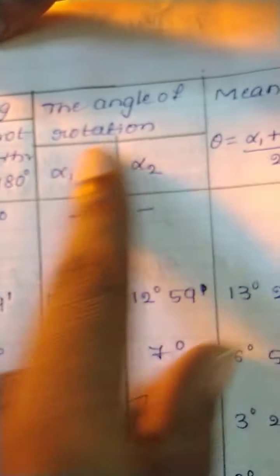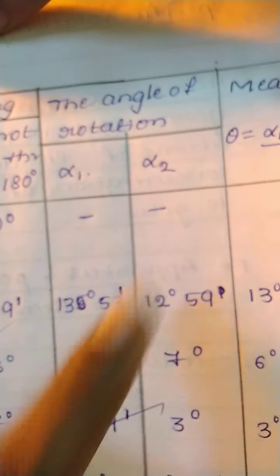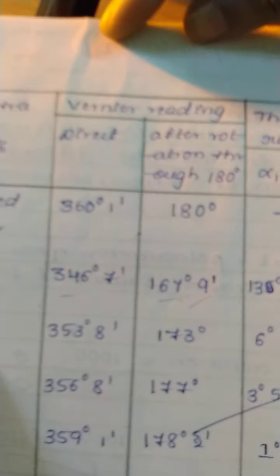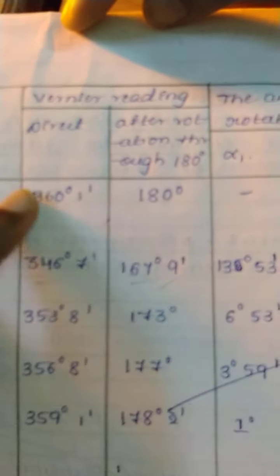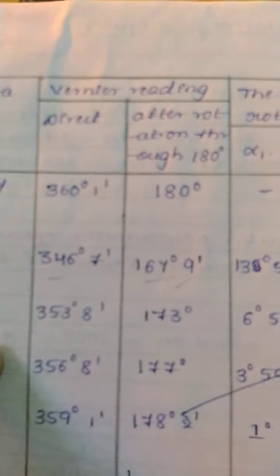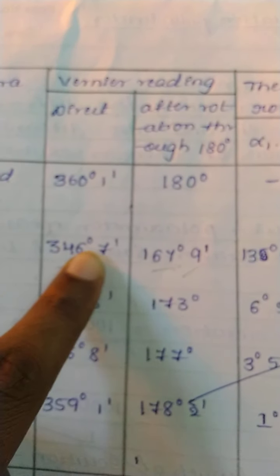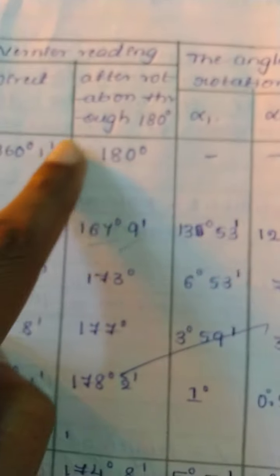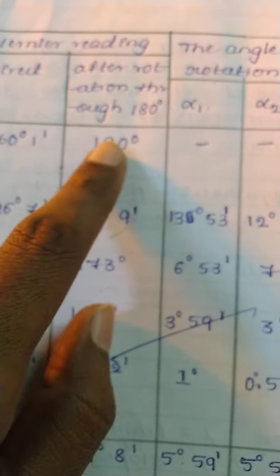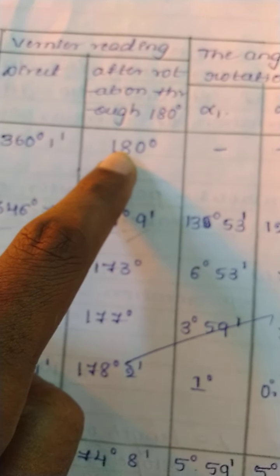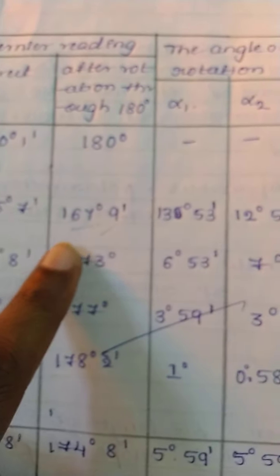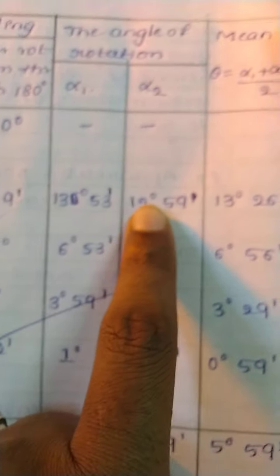See, the angle of rotation we have to calculate, that is alpha 1 and alpha 2. First we have to calculate alpha 1. It is nothing but we have to subtract each concentration's direct value from the distilled water reading, that is 360 degrees minus 346 degrees 7 minutes, and you will get 13 degrees 53 minutes. And similarly alpha 2 is the reading of the distilled water after 180 rotations minus this 10% solution reading, that is 180 minus 167 degrees 9 minutes, so it becomes 12 degrees 59 minutes.